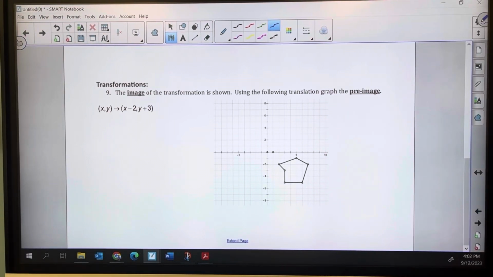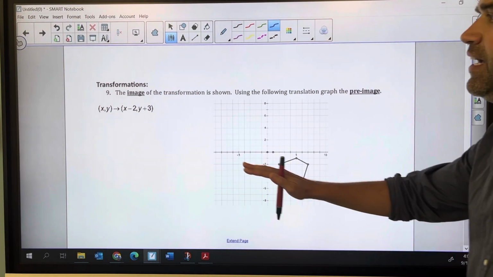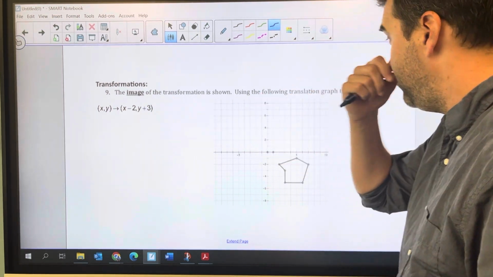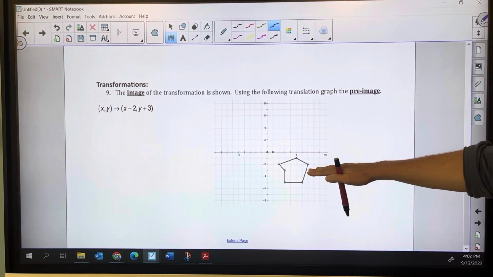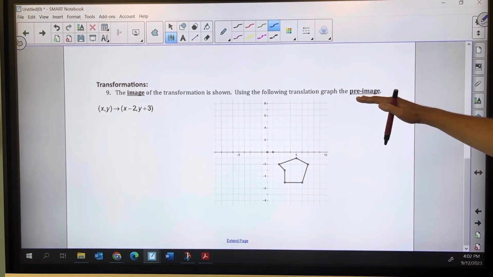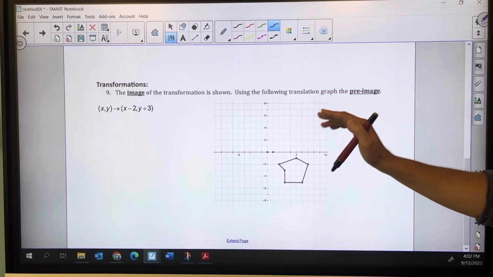Talk about transformations. Now, transformations are made up of translations, dilations, reflections, and rotations. So in this particular image, I can look at this and know it's a translation. This is the image. I'm asked about the pre-image. I need to go backwards.